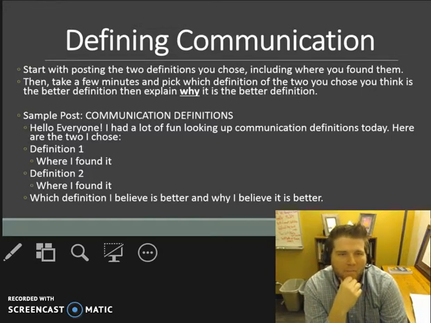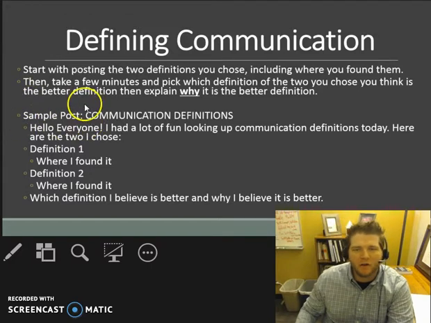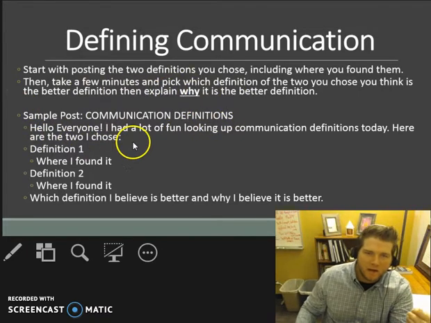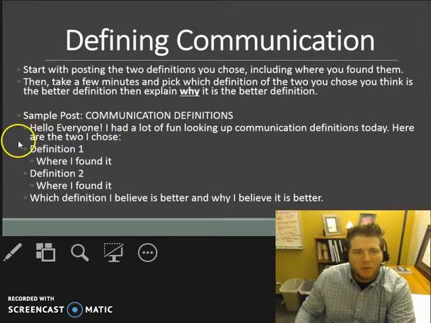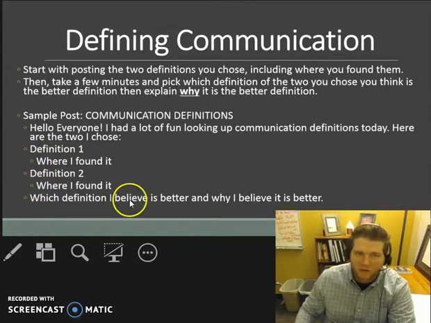By the way, I have a sample post written right here. You don't have to do that. This would just be in the communication definition discussion board. Okay, something along these lines. Hi everybody, here they are. Please include your first definition. Please include where you found it. Please include your second definition. Please include where you found it. And then down here, which definition you believe is better and why you believe it's better of those two.